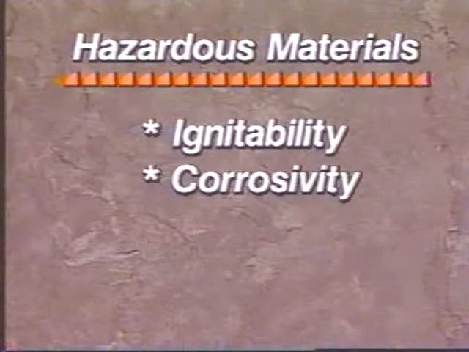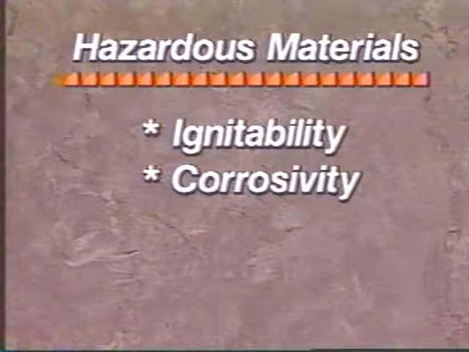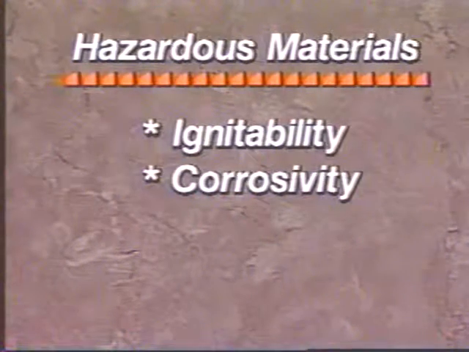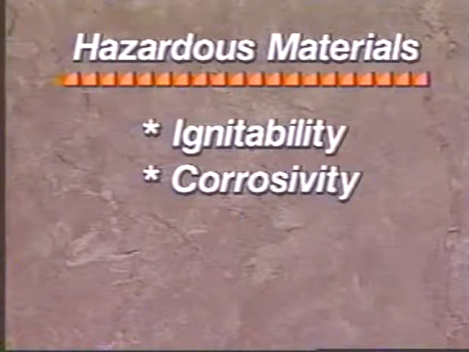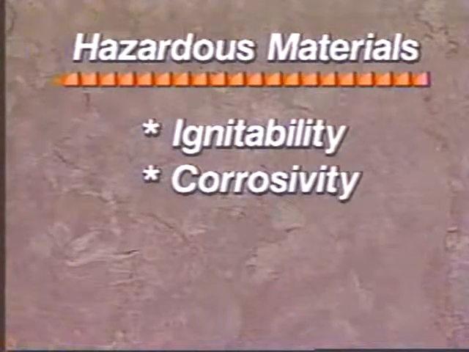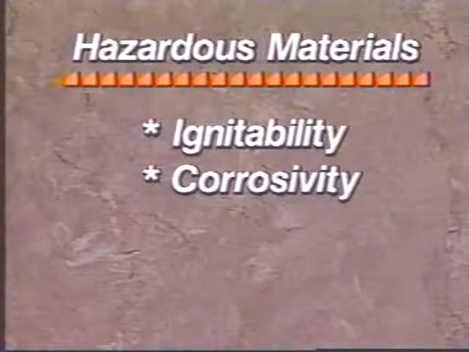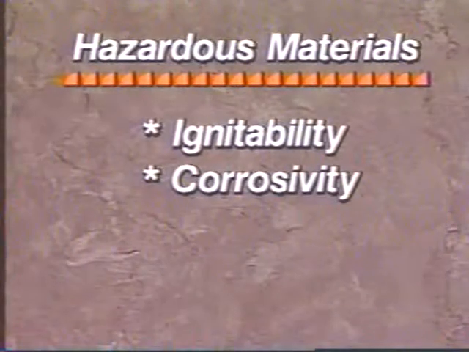A second characteristic which can identify a material as hazardous is corrosivity. There are two types of corrosives that can be handled in the workplace. These are corrosive acids and corrosive bases. The corrosive bases are sometimes referred to as caustics or alkalines. These materials upon contact will cause immediate and sometimes permanent damage to the skin or the eyes.